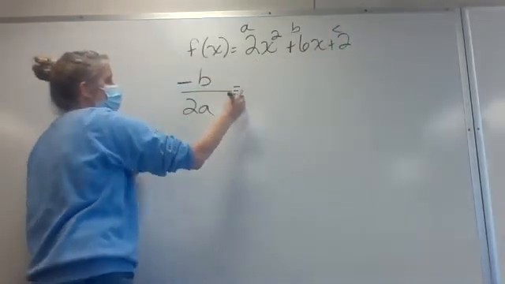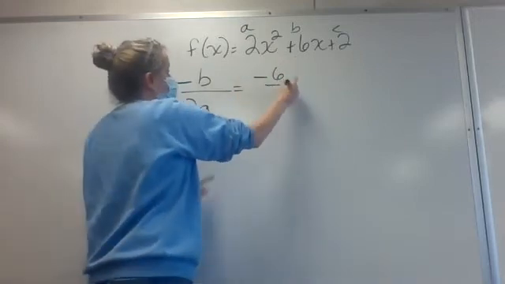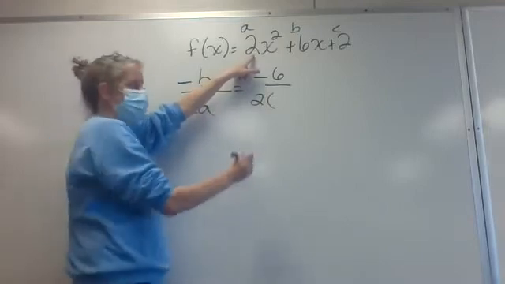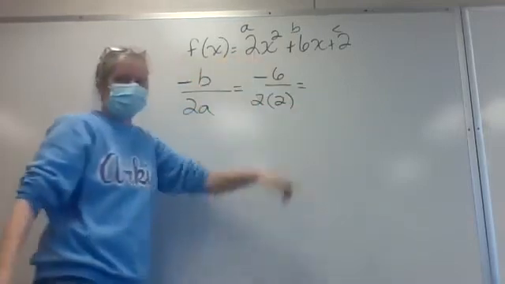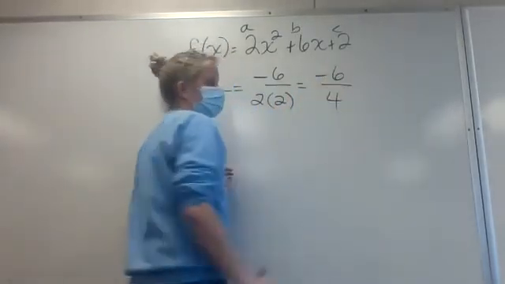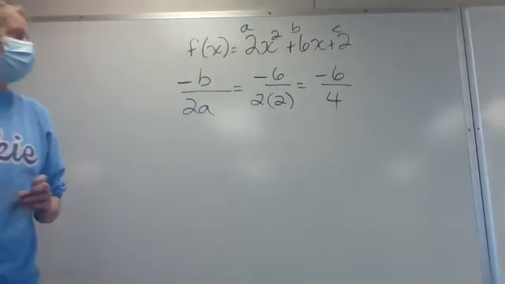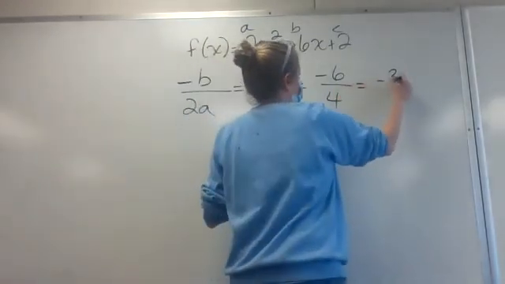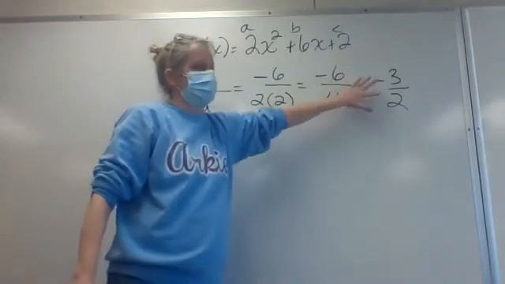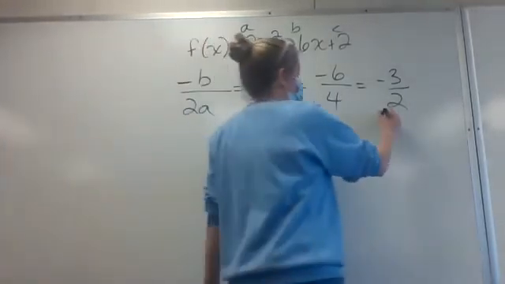Right? Your a, b, and c, again, are always the same places. So what's the opposite of b would be -6 over 2 times a, which would be 2 times 2, which gives me -6 over 4, which reduces to what? -3 over 2, right? Because 2 goes into both of those, 3 times and 2 times. So there's your x coordinate of the vertex.